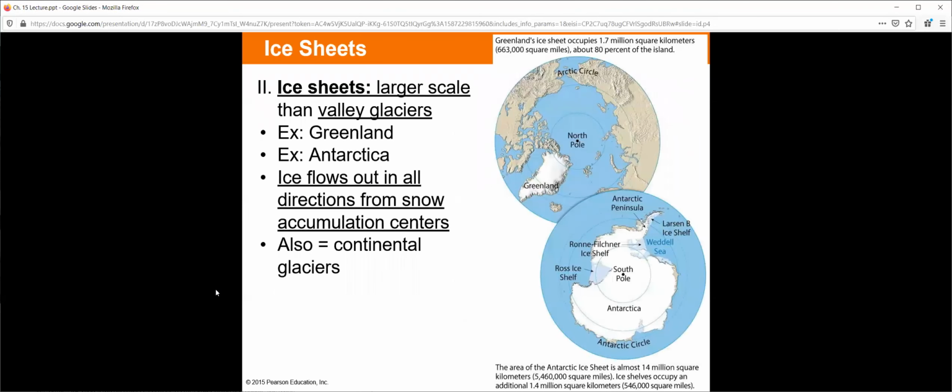There we go. And secondly, we have ice sheets. Ice sheets are very large scale compared to valley glaciers. Greenland and Antarctica would be examples of ice sheets as opposed to valley glaciers. And with these, the ice flows out in all directions from the snow accumulation centers. You could consider these the continental-sized ones, right?